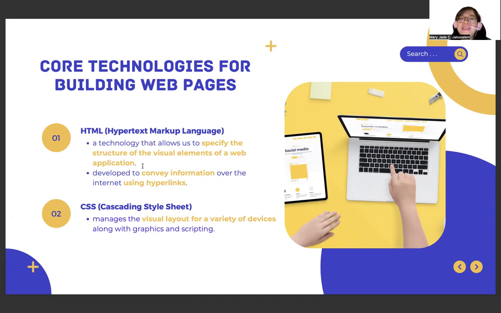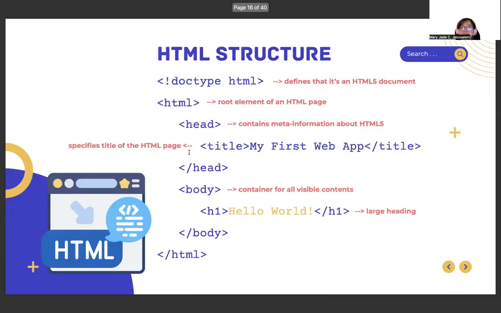CSS, or cascading style sheet, is more on the layout itself, the design of our web page. Hence, it manages the visual layout for a variety of devices, along with graphics and scripting. Usually, these two work together for us to create a website or a web page. So here, we have a typical HTML structure. This structure can be seen in basically all HTML files. This is the basic structure.